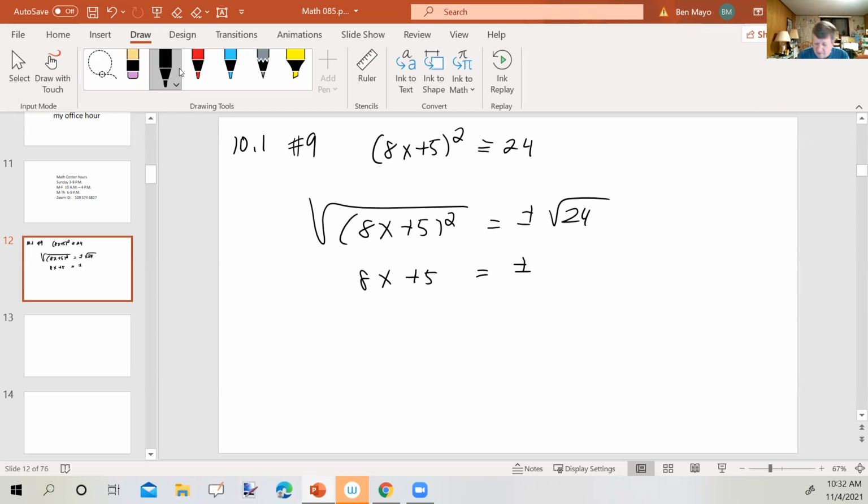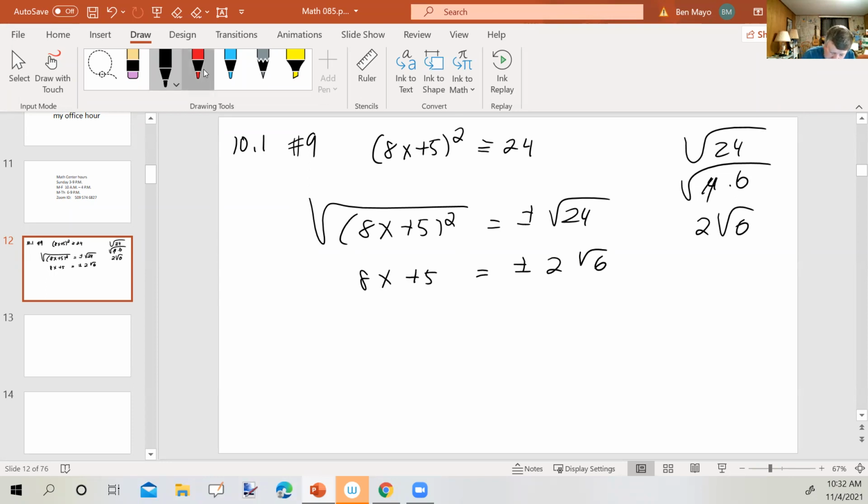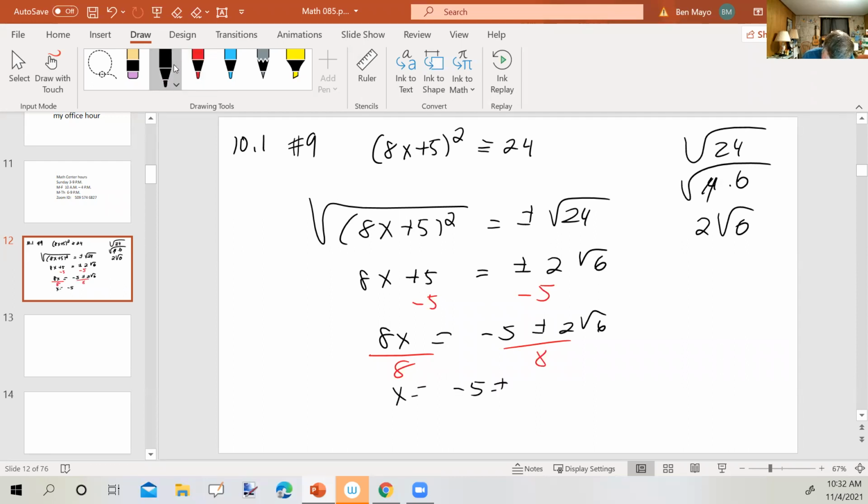On the right side, we have plus or minus the square root of 24, but the square root of 24 is the square root of 4 times 6. Take out the 4, make it a 2 outside, so we have plus or minus 2 square roots of 6. Next, we're going to subtract 5 from both sides of the equation. So we have 8x equals negative 5 plus or minus 2 square roots of 6. And lastly, we'll divide both sides by 8. So x equals negative 5 plus or minus 2 square roots of 6 all over 8.